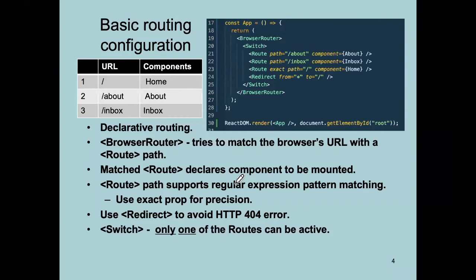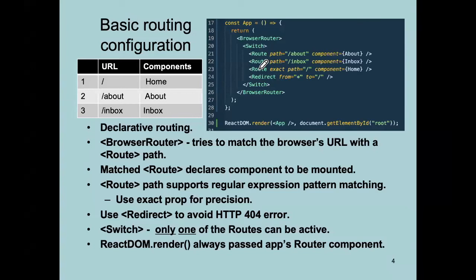What the switch component does is it only allows for one of these routes to match, which is really what you would want in most cases. And the render prop, I've mentioned that. So to an extent, some of this is boilerplate, and all that changes from app to app is the route entries that you have here. The order in which you put these can be significant.